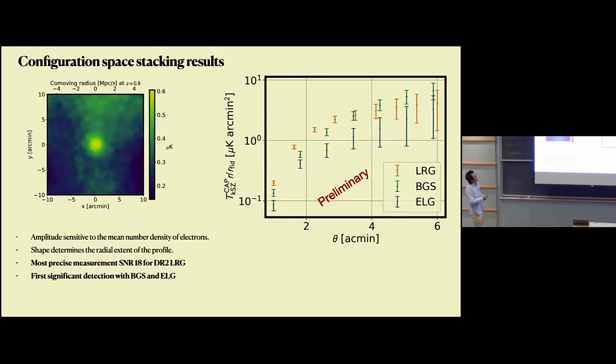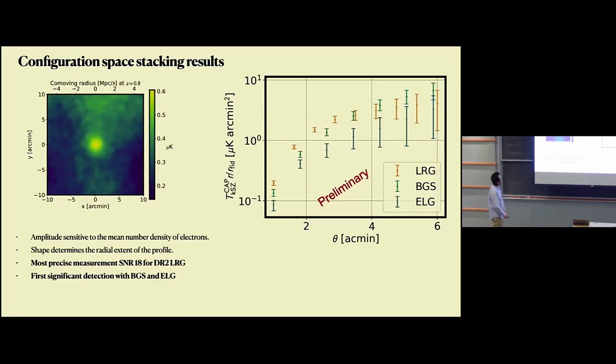You can see already that it's quite extended. Here I'm showing both the virial radius for this LRG sample and the beam size. So it's nicely extended beyond the virial radius, and hopefully it's a very clear signal. This is, in fact, the most precise measurement done with the LRG sample to date, at 18 sigma.